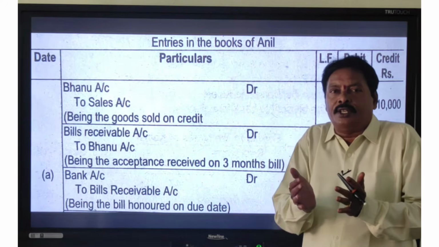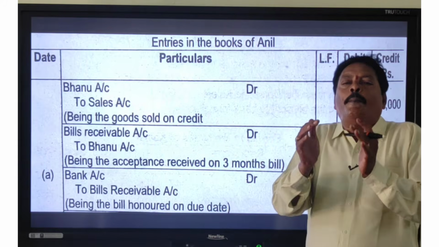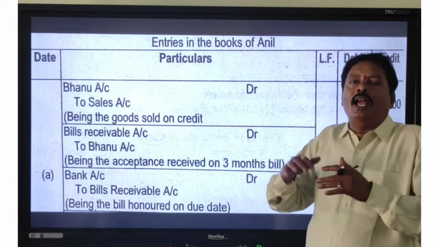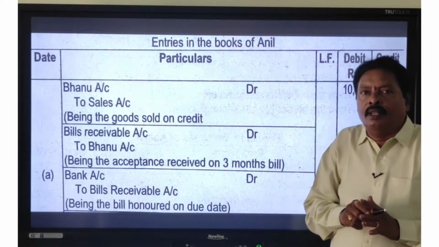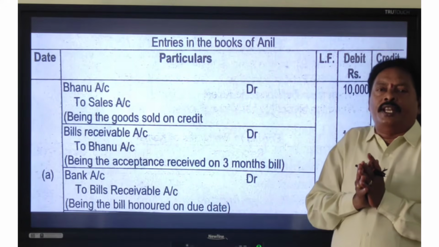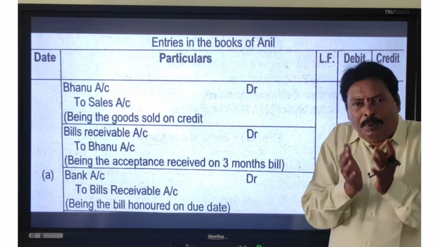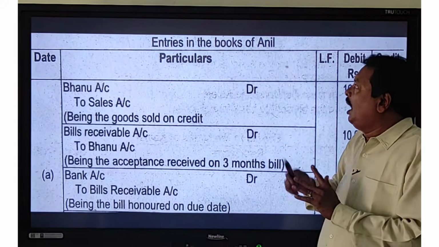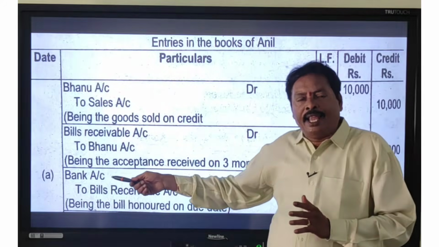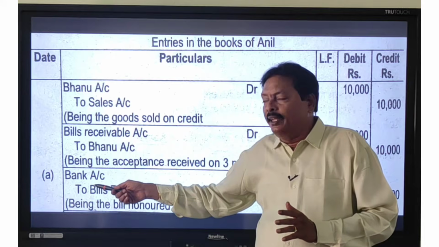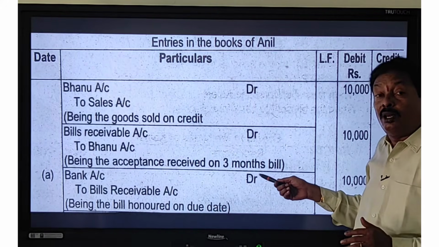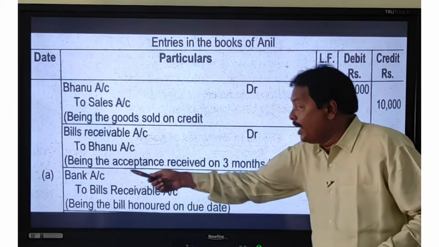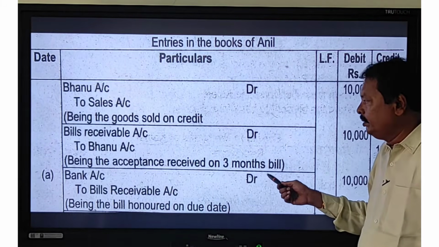On the due date, Banu paid that amount to Anil and settled his account. This is the situation. As per this transaction, Anil receives cash. That's why cash or bank account debtor. As per real account, debit what comes in. So cash account or bank account debtor.